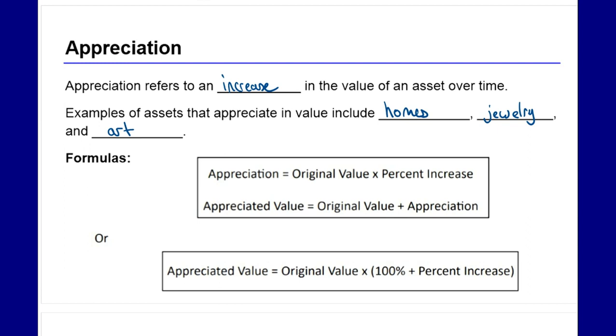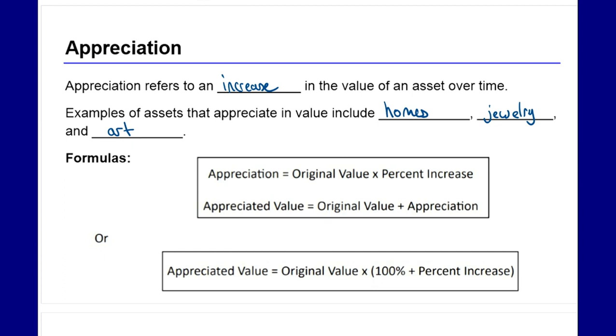If we want to calculate the appreciation, what we can do is take the original value and multiply it by a percent increase. If we know it's increasing in value by a certain percent, we can find that percentage, and then add that back to the original value to get the appreciated value, or basically what the future value or the new value of our item is.